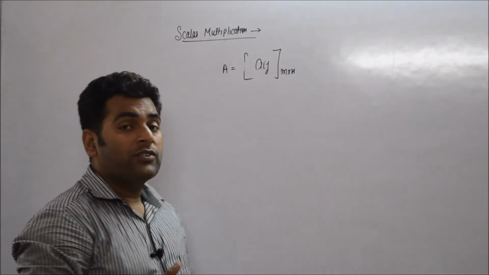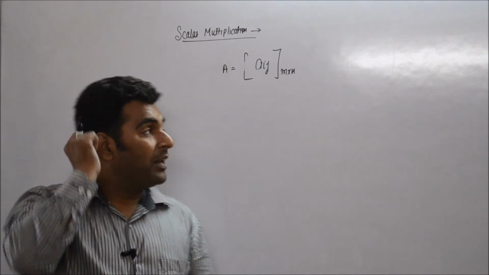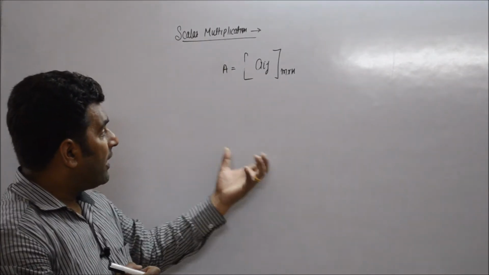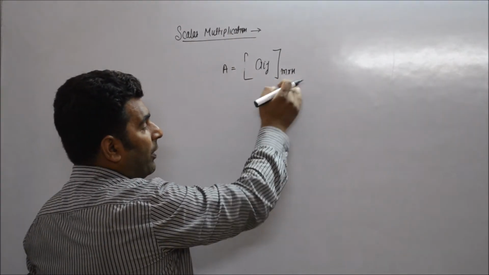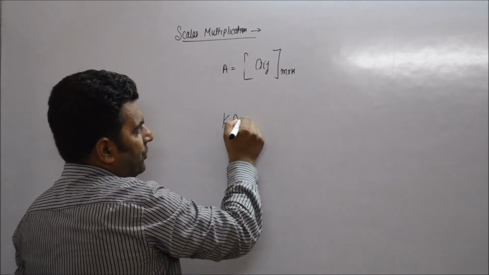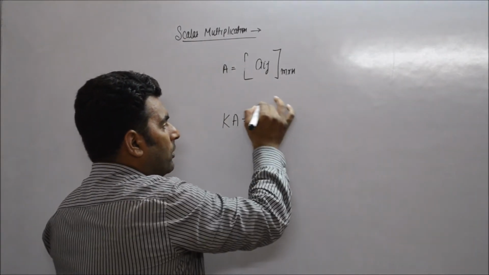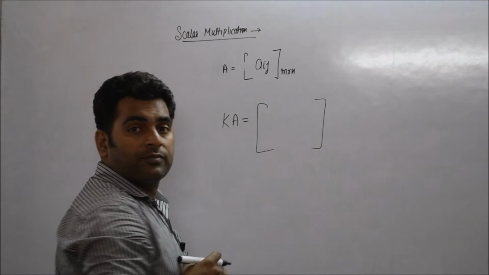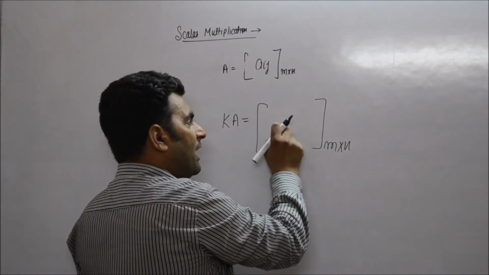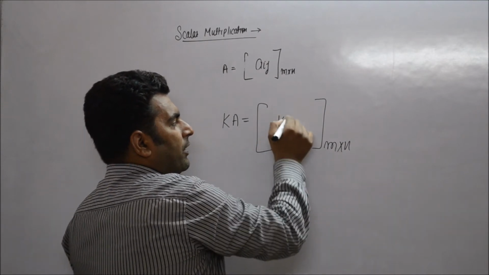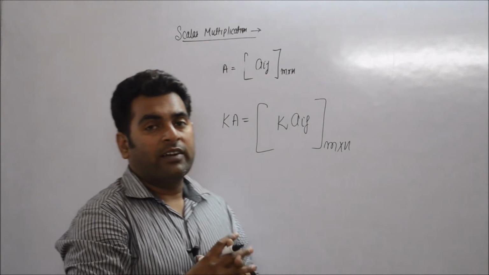So the next operation on matrices is scalar multiplication. What is the meaning of scalar multiplication? In this operation, we will try to multiply a constant with the matrix. For example, A is a matrix of order m by n and k is any constant. If I multiply the constant into the matrix, then the outcome is also a matrix of the same order, of course. What is the general element of this matrix? That will be nothing but k times the general element of the original matrix A.